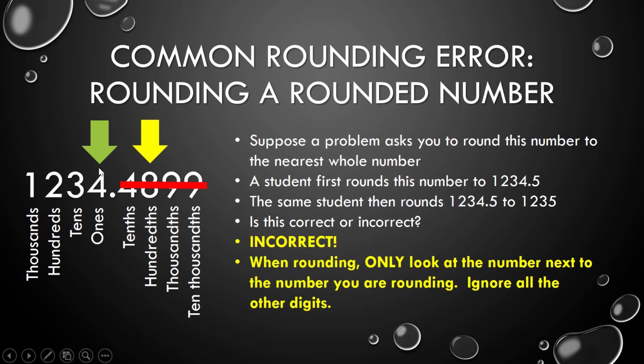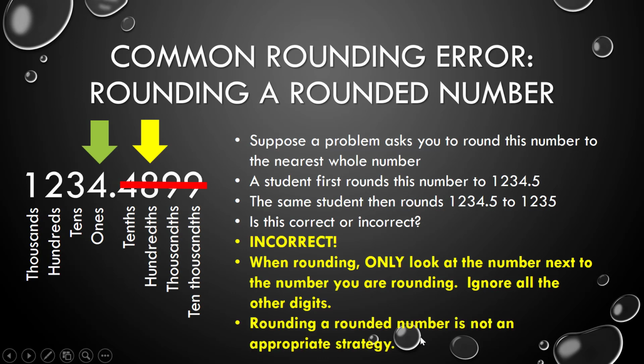When you're rounding, you only look at the one neighbor. So for example, in this problem, the number next to the 4 in the ones place is a 4 in the tenths place. The 4 tells me to stay. So if I tried to round this way and I rounded it up to 1,235, that would be incorrect. So be careful about trying to round an already rounded number. You cannot do that. You can only round once, and you round based on the number that's just next to it, not two numbers away. So again, rounding a rounded number is not an appropriate strategy.